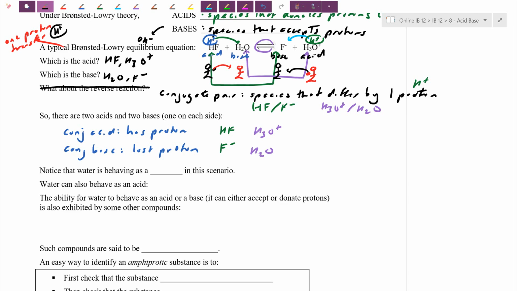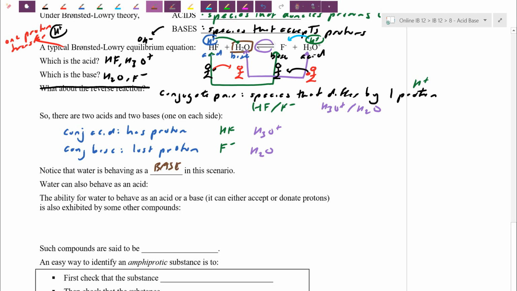So you need to be careful of that. In this example, although we would have expected water, which is neutral, neither acidic nor basic, we see that water actually acts as a base because it ends up receiving the proton from HF. That's what it takes to be a Brønsted-Lowry base. So notice water is actually behaving as a base in this scenario.